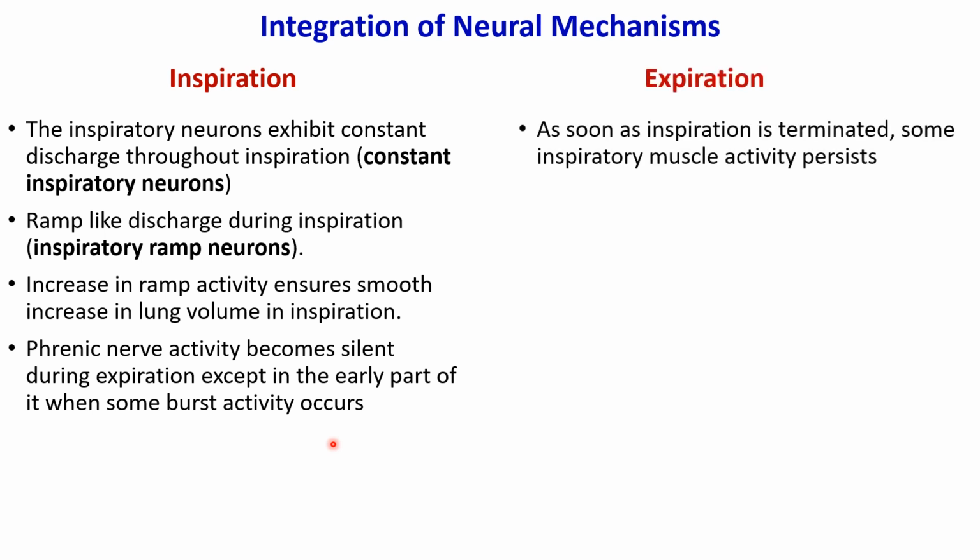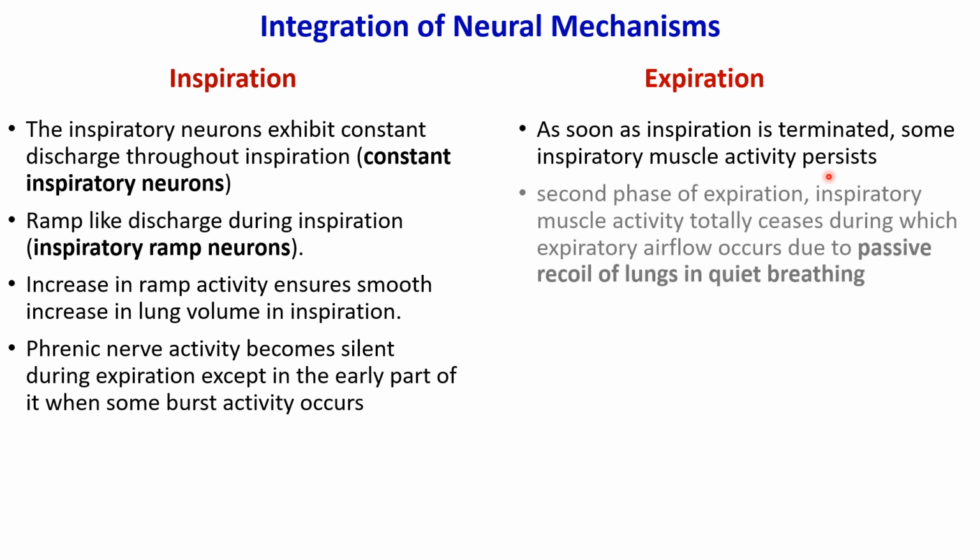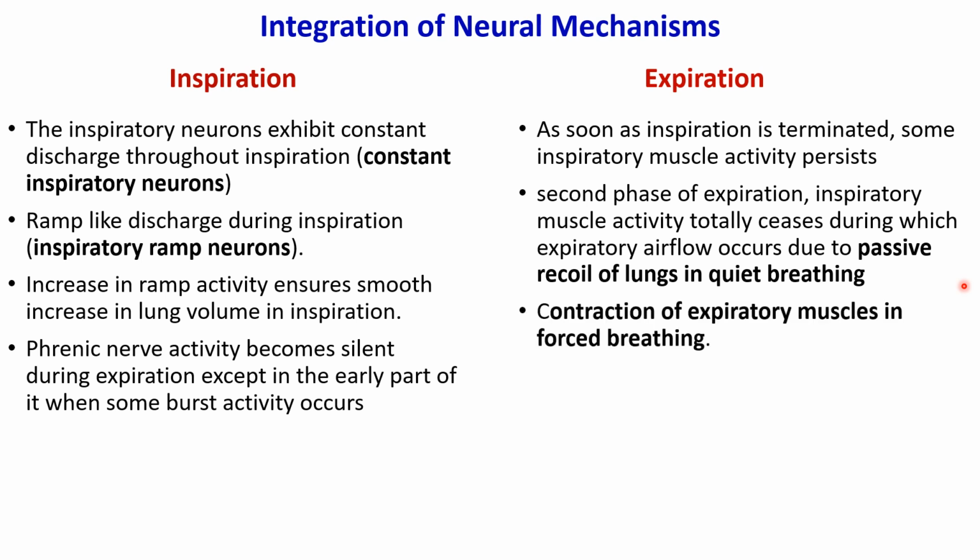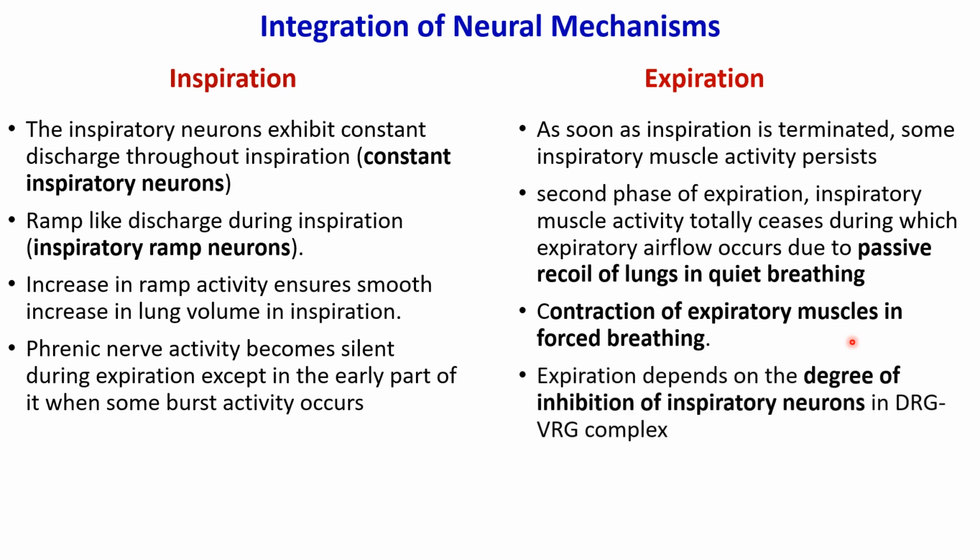Now comes expiration. As soon as the inspiration is terminated, some inspiratory muscle activity still persists. That's the first phase of expiration. Then next is the second phase of expiration. The inspiratory muscle activity totally ceases. There is no muscle contraction and the expiration is a totally passive process because of the lung recoil property, obviously during quiet breathing. But during forceful expiration, there is a contraction of the expiratory muscles, which get the information from the expiratory group of neurons we have discussed before.